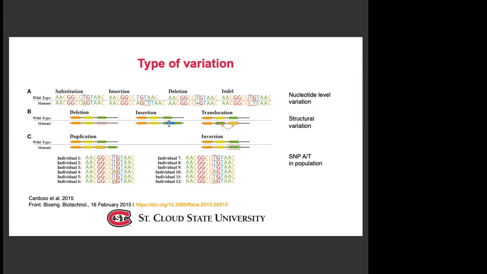Okay. So those are called nucleotide level variations, because it's just a single base pair change. We can see that here some individuals carry the T allele and some individuals carry the A allele.